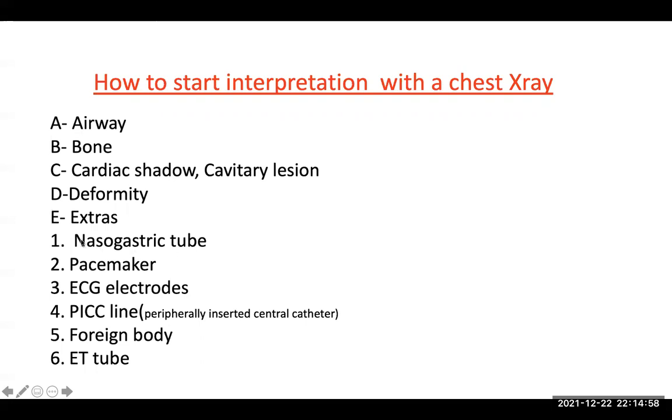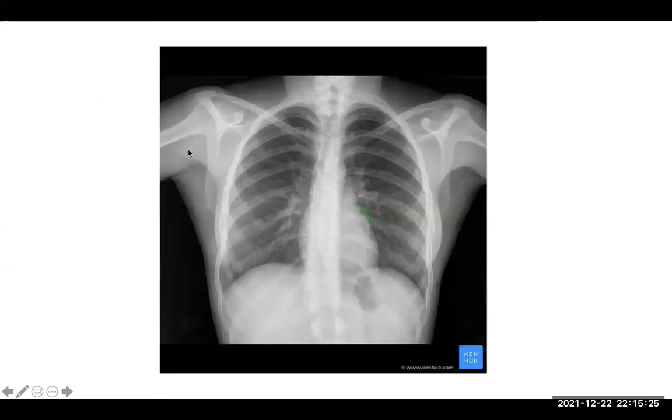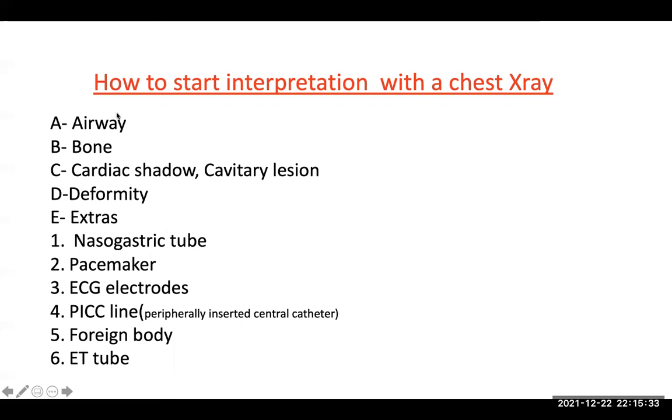Then D for deformity, and E for extras, like is there any nasogastric tube in situ, or pacemaker, or ECG electrodes, or any peripherally inserted central catheter, or any foreign body, or any ET tube. Okay, so if you go chronologically and systematically, you won't miss any pathology. So this is a very normal chest X-ray, and we will go chronologically in this formula. Okay.